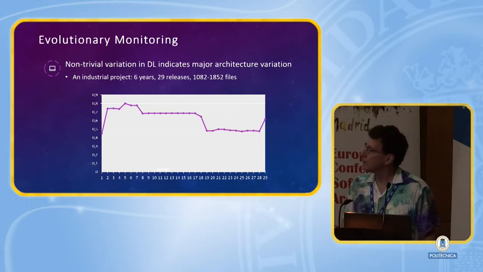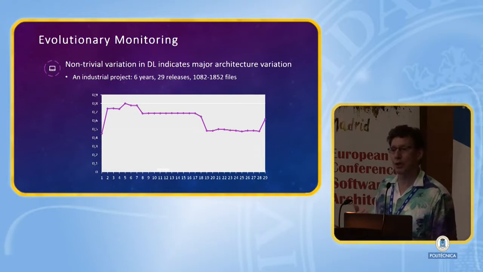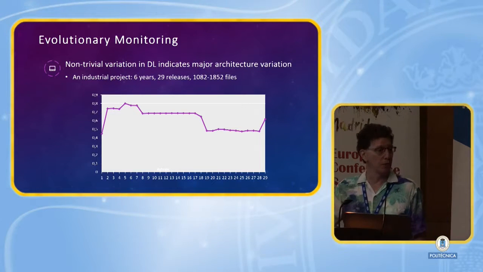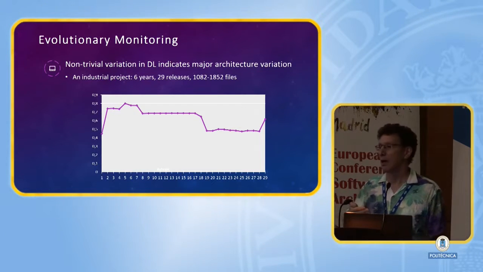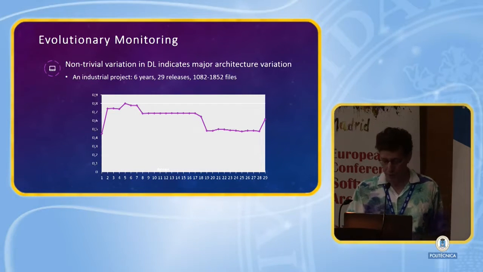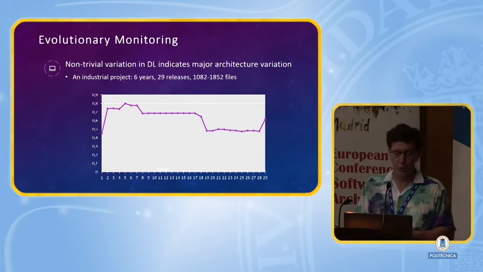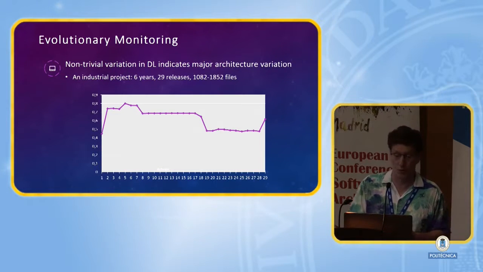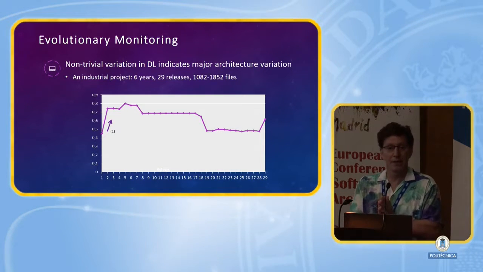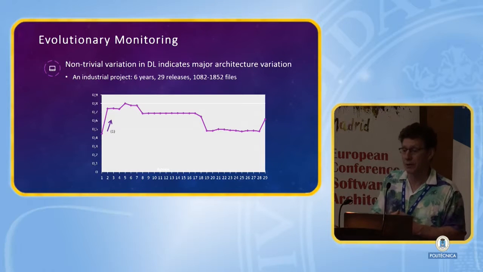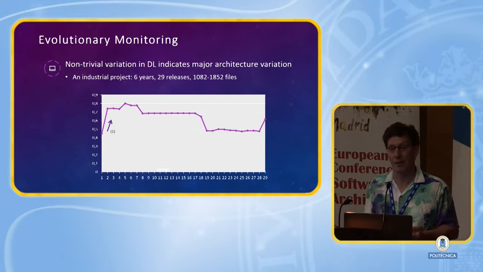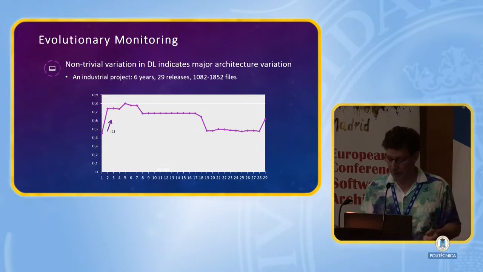We can also use this to look at the evolution of a project over time. So if you can build this into your nightly builds, you can calculate this measure and you can see, are we going up, are we going down, how are we doing over time? So this was an industrial project which we analyzed over a period of 6 years. And what you can see is initially the DL went up. This was when they were transforming the project from a prototype into a real product, and so they spent a lot of time on improving the design of the project.